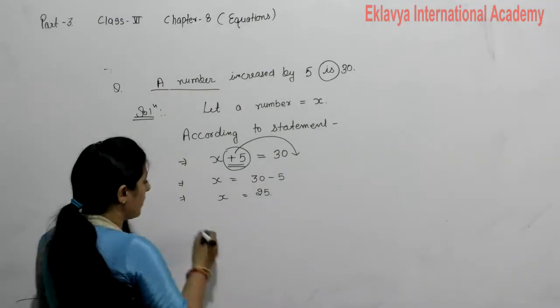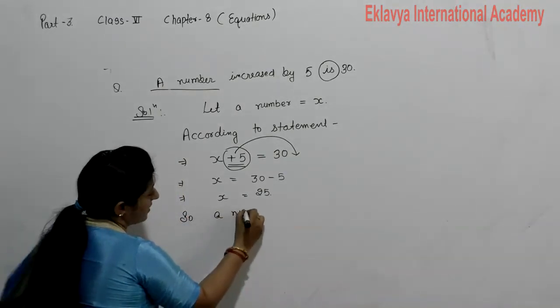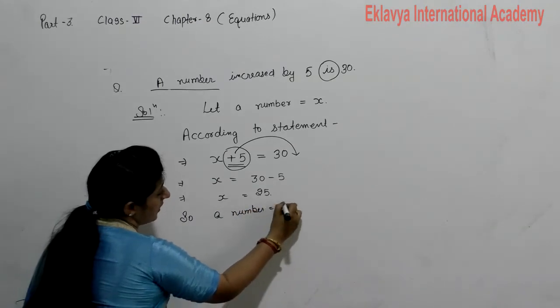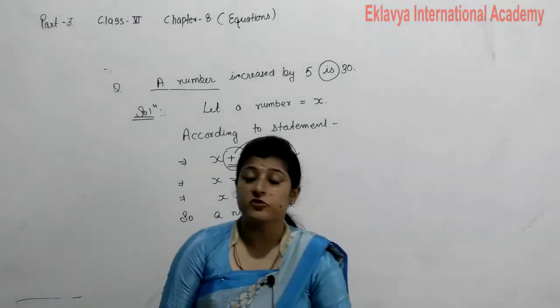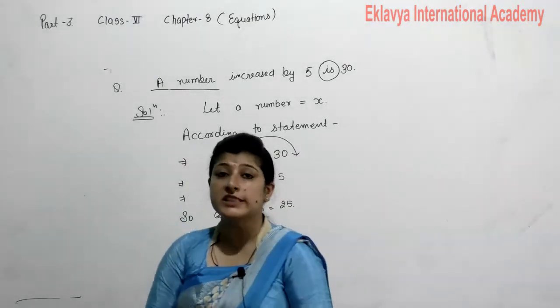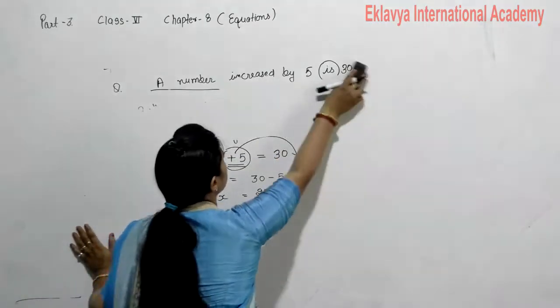So a number is equal to 25. It means our answer is 25. So with the proper statement we will do these types of questions. Now see another example.